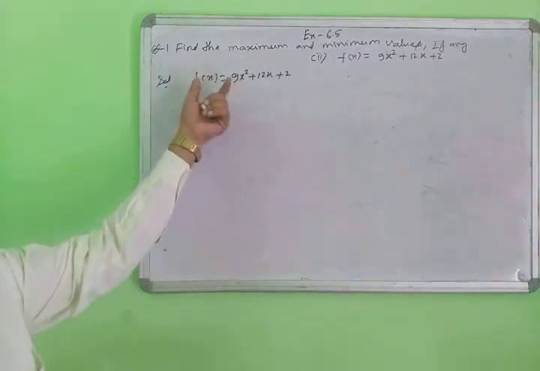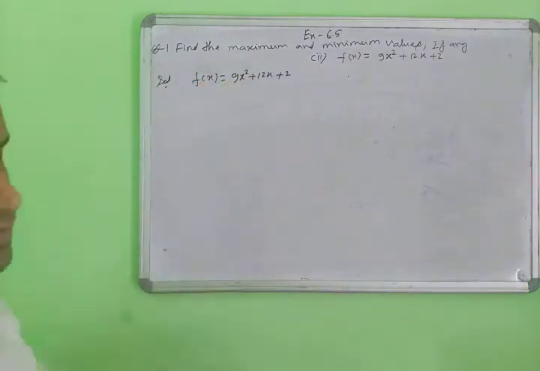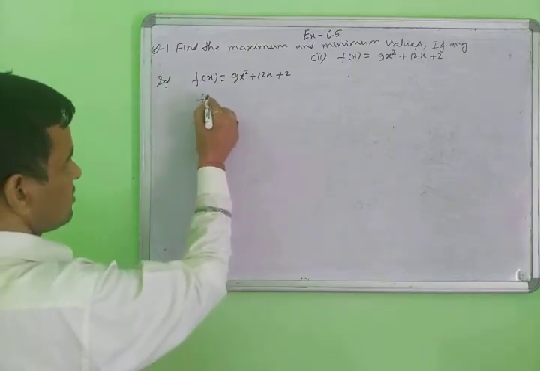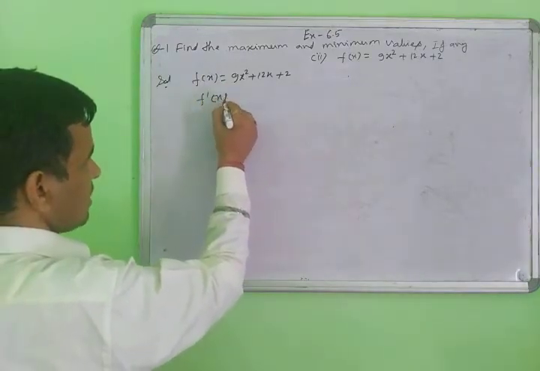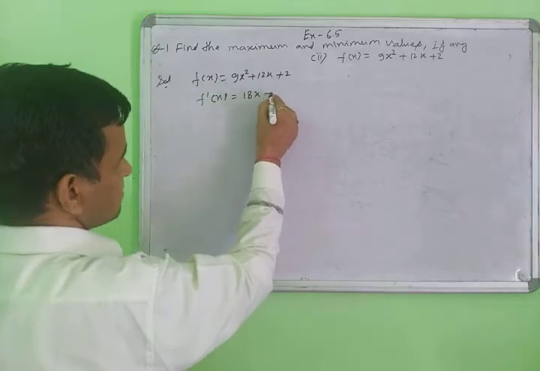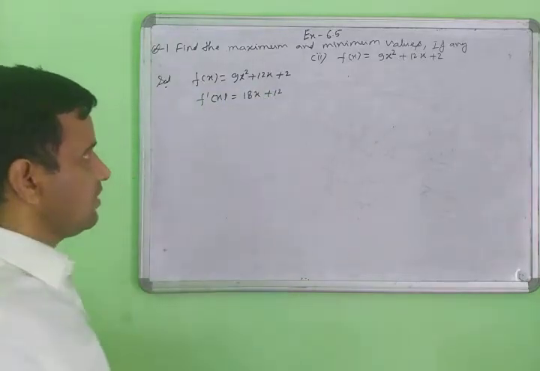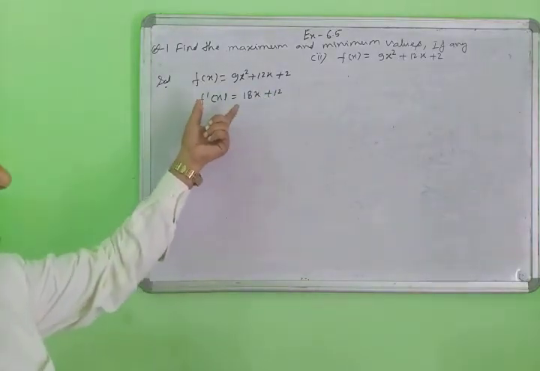Now start the first step here: differentiate this function. So the differentiation of this function is f'(x) = 18x + 12. This is the differentiation, the first step is complete.